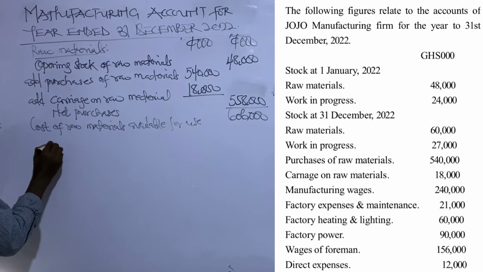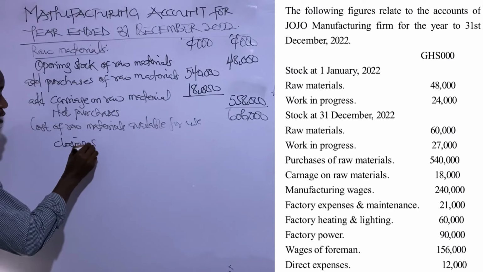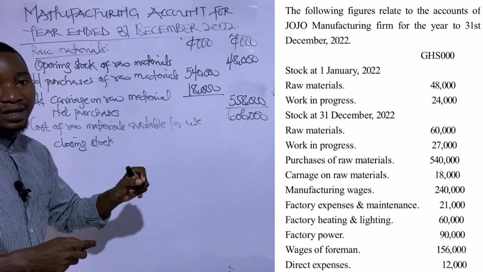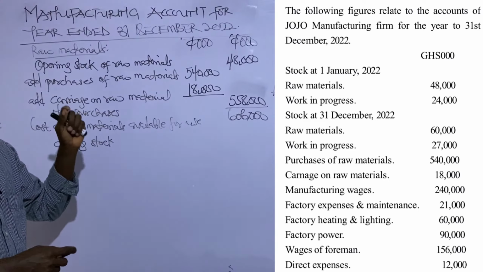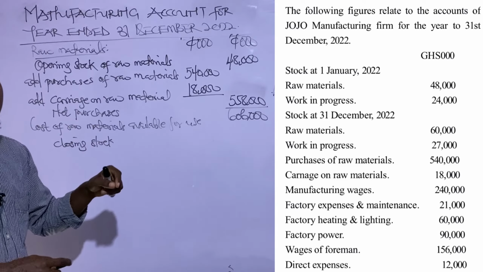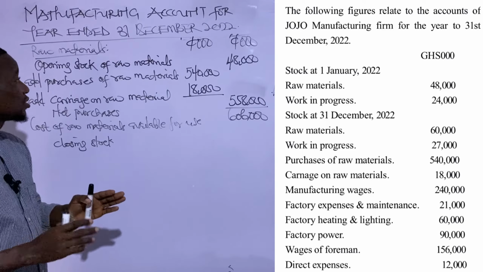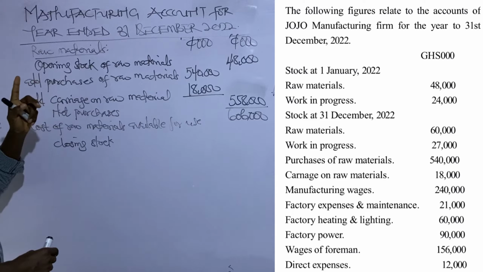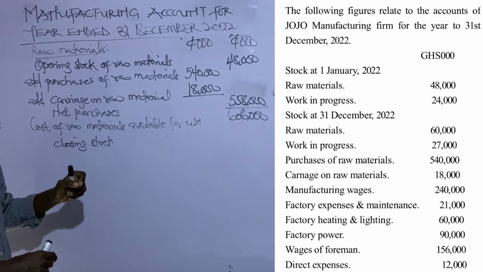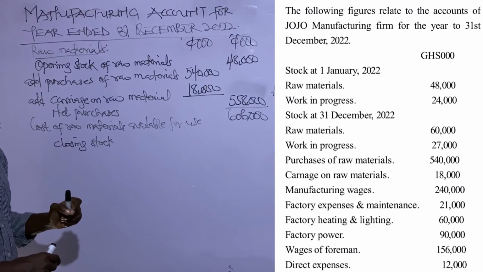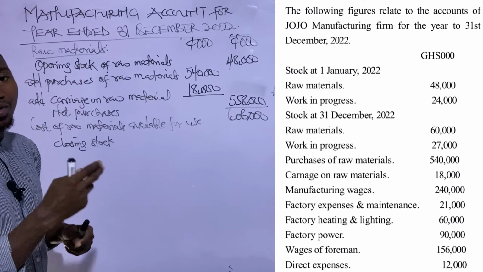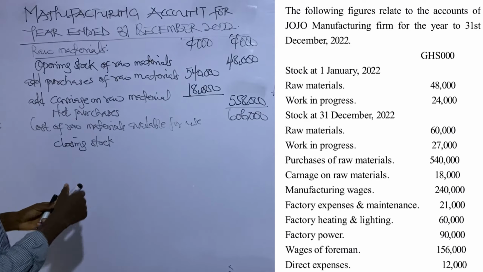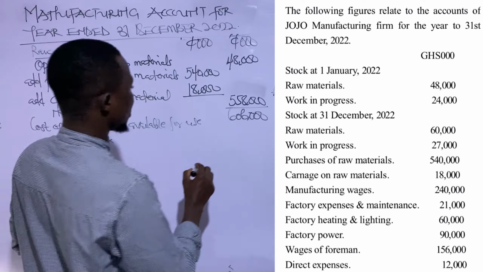So the leftover materials will be subtracted from the cost of raw materials available for use. So we now subtract the closing stock of raw materials. You see, from the question we have closing stock of raw materials, and then we have closing stock work in progress, opening stock raw materials, opening stock work in progress. I told you that everything we record under this is raw materials. That is why we are picking both the opening and closing stock of raw materials, but not work in progress. Work in progress are those products or works that are into the process of becoming finished goods. But here we are talking about raw materials. So the closing stock of raw materials from the question is 60,000.